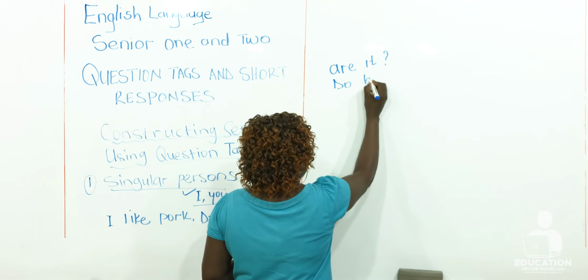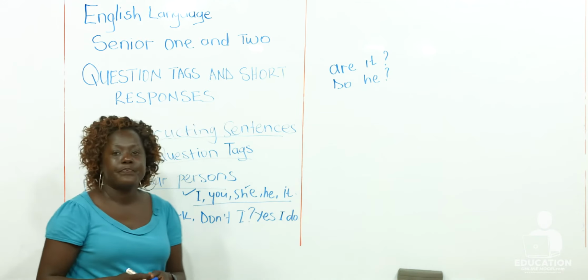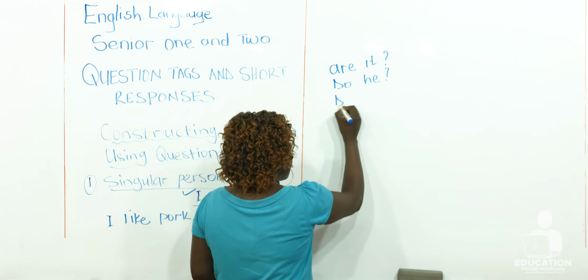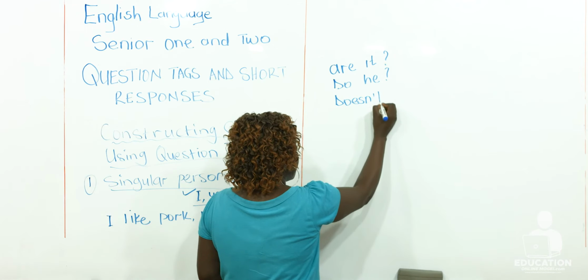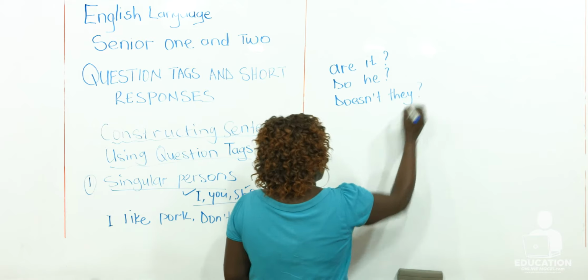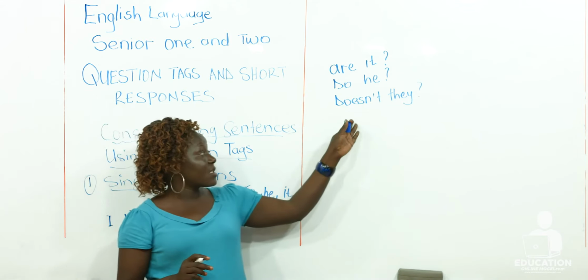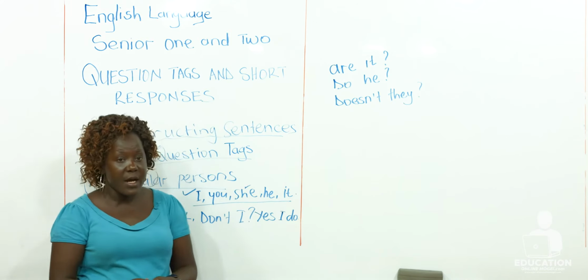Do he? Do he? Then look at another one here. Doesn't. Let me give you a negative one. Doesn't they? Now look at some of this. They are not correct. I'm going to tell you why they are not, and we will correct them together.